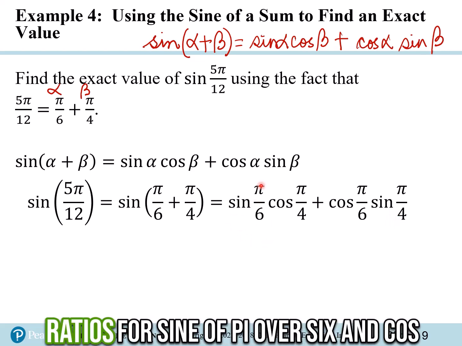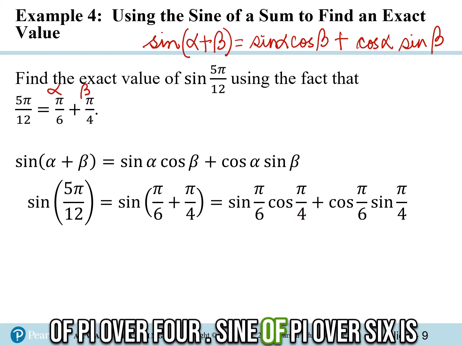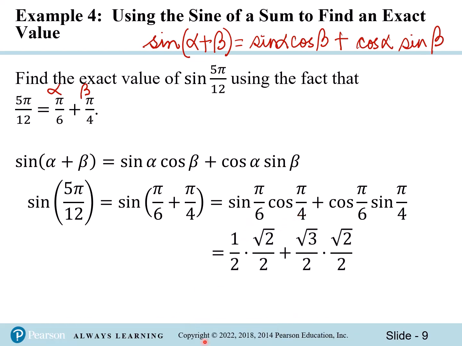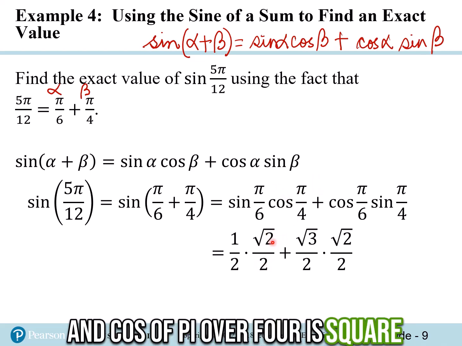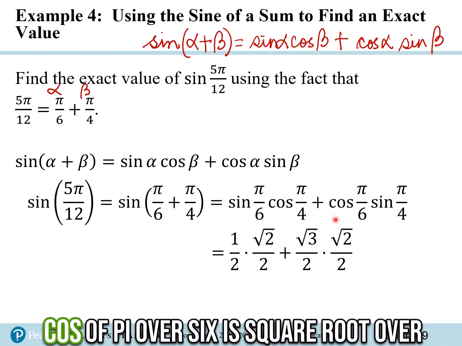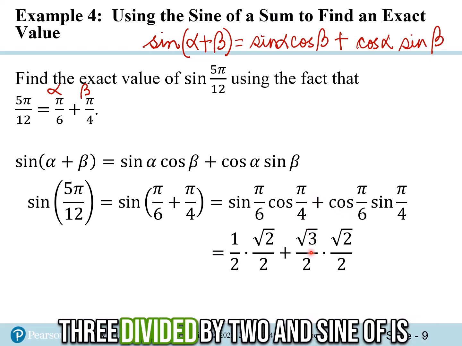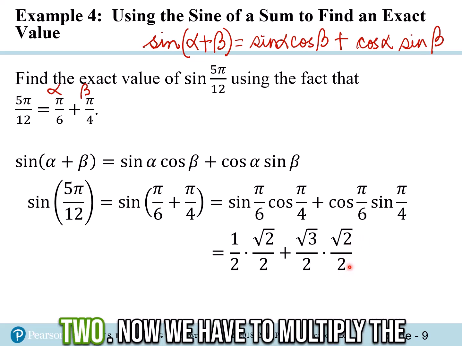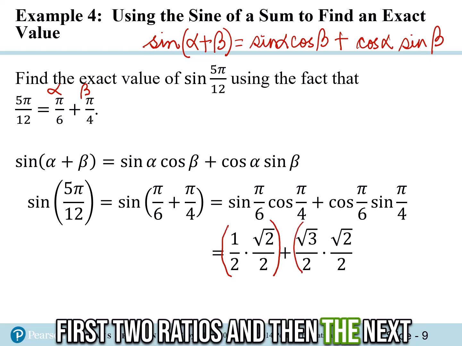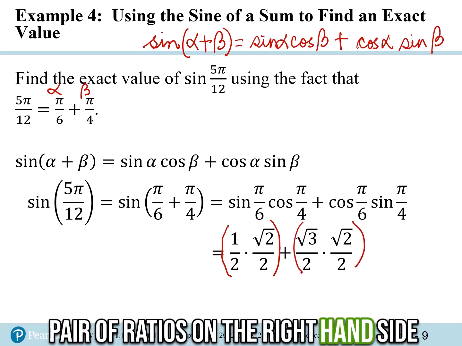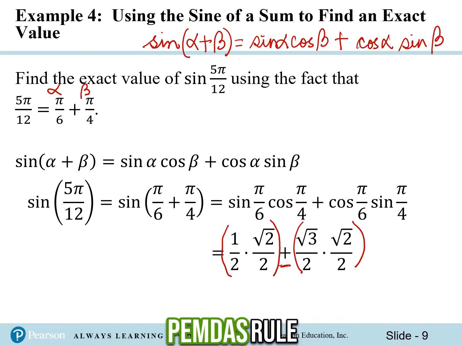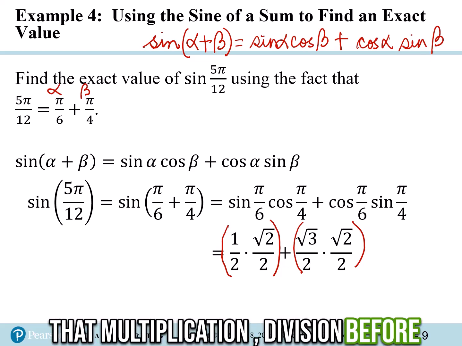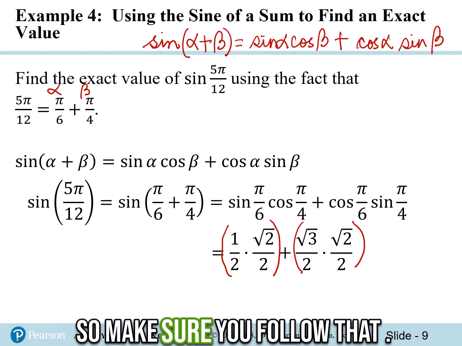Now write out the ratios for sine of pi over 6 and cos of pi over 4. Sine of pi over 6 is 1/2, and cos of pi over 4 is square root of 2 divided by 2, plus cos of pi over 6 is square root of 3 divided by 2, and sine of pi over 4 is square root of 2 divided by 2. Now we have to multiply the first two ratios and then the next pair of ratios on the right hand side of the plus sign. Remember the PEMDAS rule, that multiplication and division come before addition and subtraction. All right, so make sure you follow that.